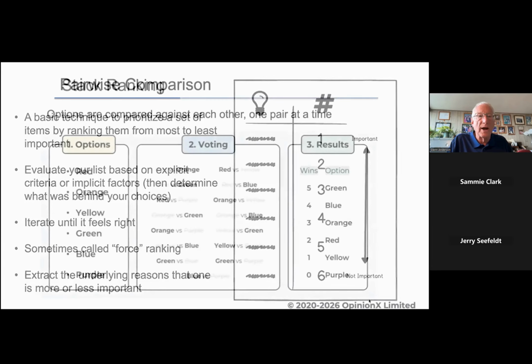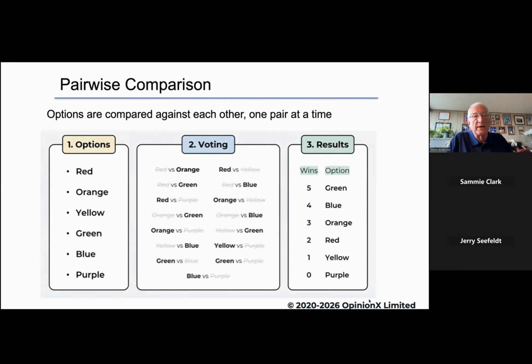That's stack ranking. Another sorting technique is called pairwise comparison, and this is where you're comparing one item against another. So in this example on the left-hand side, I'm trying to sort the 6 colors in the list. So I compare them one to each other. I start out in the middle square there, the voting square, where I compare red to the other 5 colors. So red versus orange, orange wins. Red versus yellow, red wins. Red versus green, green wins.